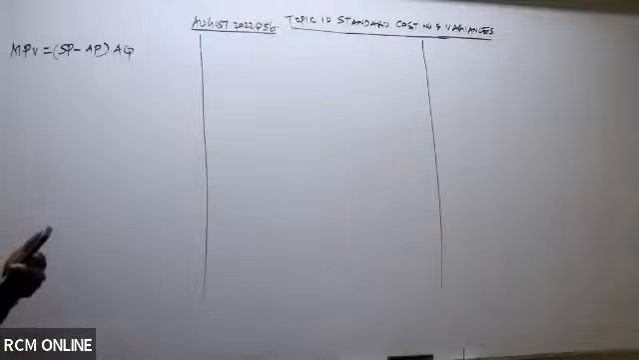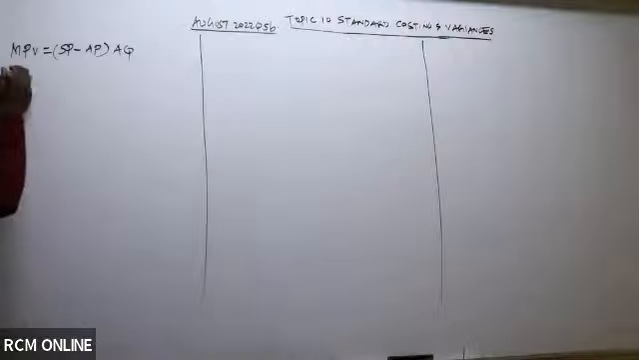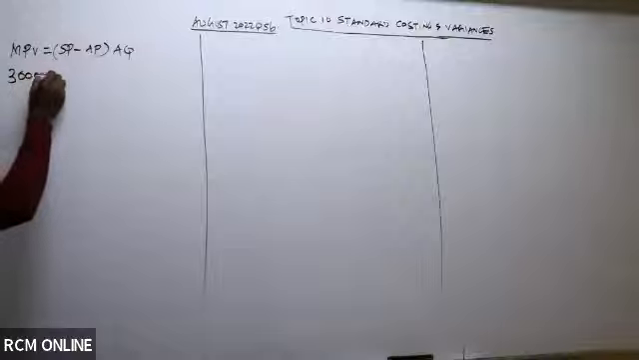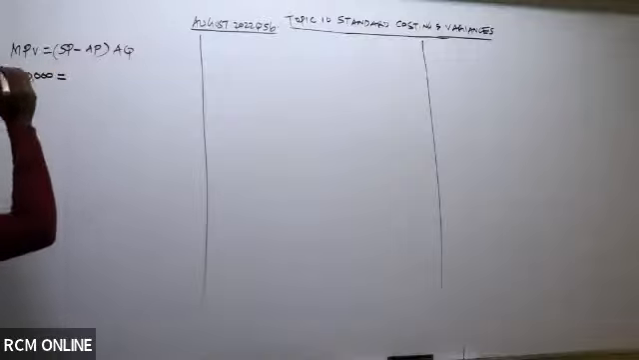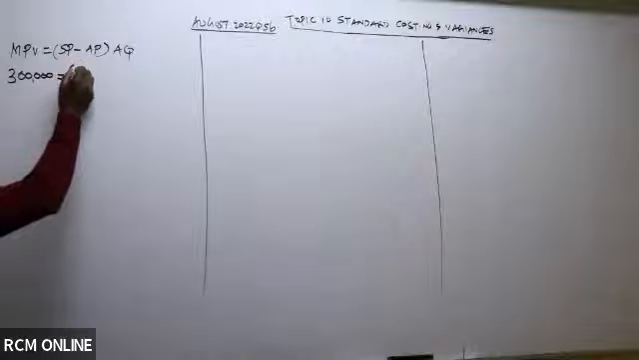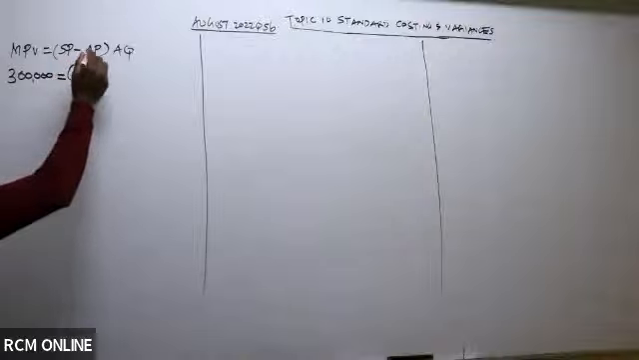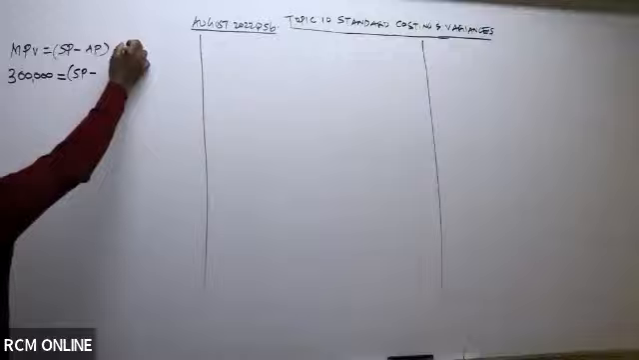Material price variance. Direct material price variance, 300,000 favorable, positive 300,000. We are not going to use the signs. Positive 300,000 is equal to standard price. We don't have standard price; that's what we are looking for. Minus actual price times actual quantity.